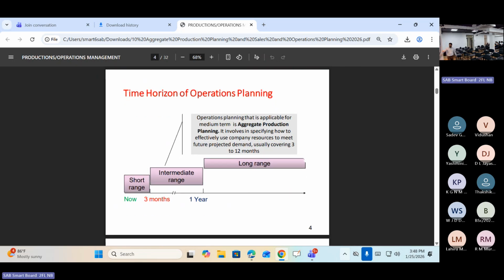Production planning activities are known as aggregate production planning. It involves specifying how to effectively use companies' operations resources, like their factories, machinery, and the workforce, to effectively meet the projected demand for the products, usually covering 3 to 12 months. I hope that is clear. It is known as aggregate, meaning total or combination of.